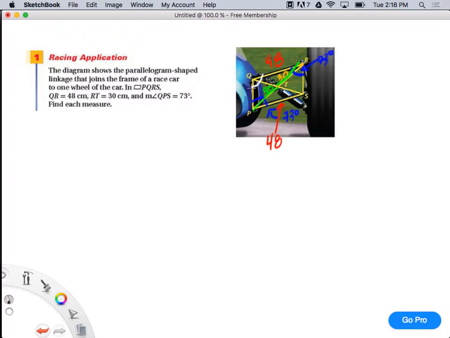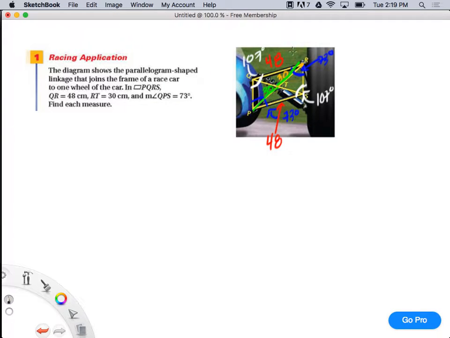We also know that these angles here, they're not equal to 73, but they are what? Begins with an S, supplementary. So if that's 73, then this is 180 minus 73, which is 107. Does that make sense? Question?